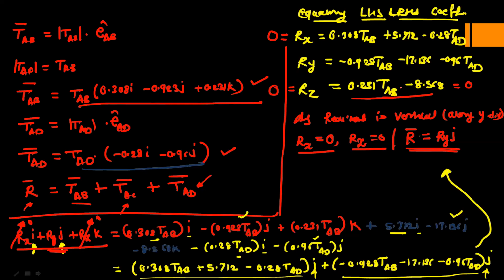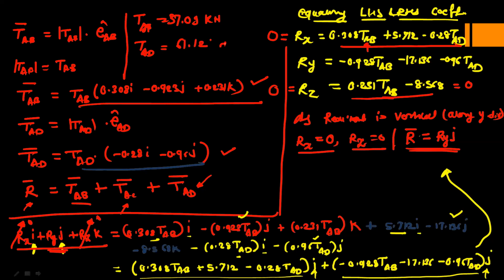So tension AB is equal to 37.09 kilonewton. And from this equation, put the value of tension AB and you can find out the tension AD. So tension AD is 61.12 kilonewton.